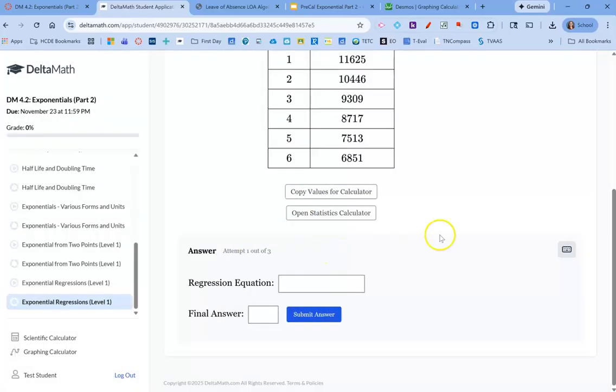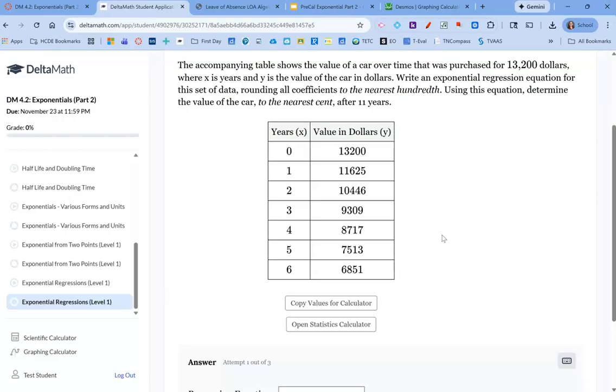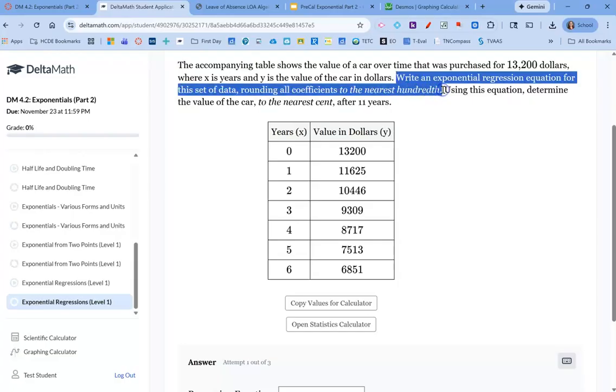And then on the last one for regression, regression is not hard. It's kind of like line of best fit, only we're doing exponential. So it's like a curve of best fit. The thing with this one that students mess up on is the rounding. So it's not a hard process, but it's the rounding. So like on this problem I'm showing, we want to round all the coefficients to the nearest hundredth. So that would be 2 decimal places. Remember, tenths is 1, hundredths is 2, thousandths 3, so on and so forth.